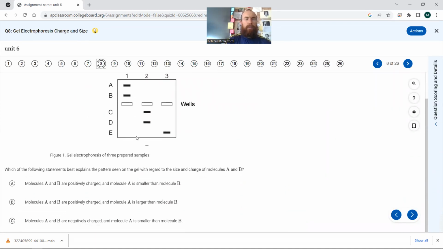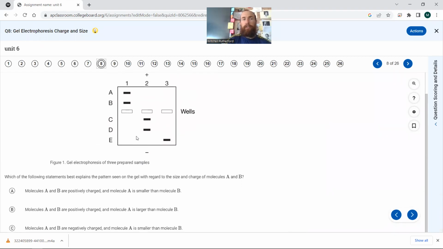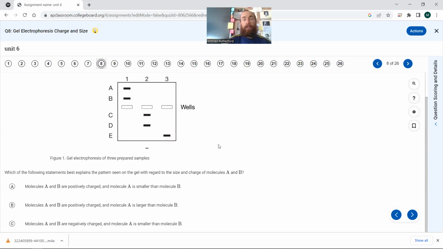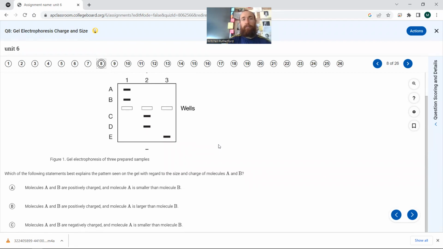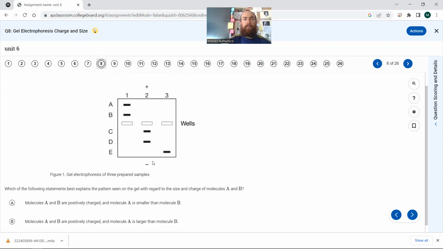So 8, oh gosh, yep, we have no idea what that is. This is gel electrophoresis, which we have to discuss, but you know, there it is. Let's see if we can get a good answer. Which of the following statements best explains the pattern in the gel, regardless of size? So this is where we're not going to be able to cover everything, but maybe we can try and figure it out. Okay, we have wells, we have 1, 2, 3, A, B, C, D, E. We have the positive, we have the negative.